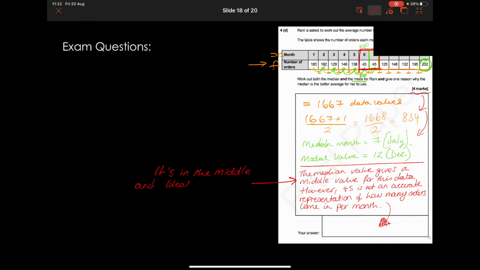And ideally it shows how many orders are made in the middle of the year. However, like I said, it actually isn't that accurate. 202 is probably a bit more accurate than 45.